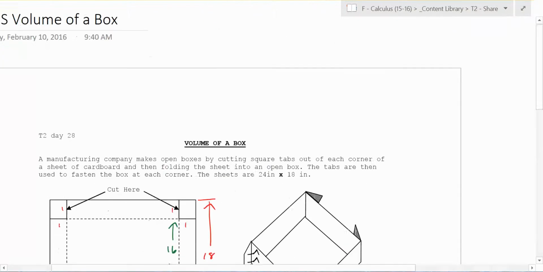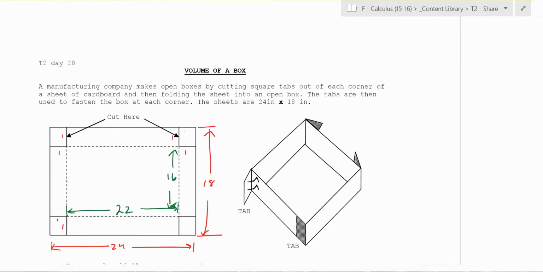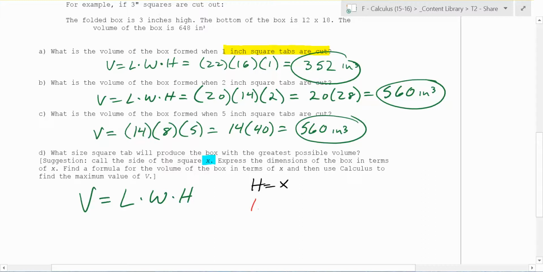Now let's look at our diagram here. If we make h x, so that's x and x. Those are 2 x's right there, and there's an x and an x. What's the length going to be if it's x's now instead of 1? Like when it was 1, it was 24 minus 1 minus 1. What's the new length going to be? Yeah, Jen. 24 minus 2x. Exactly. So the new length is going to be 24 minus 2x.